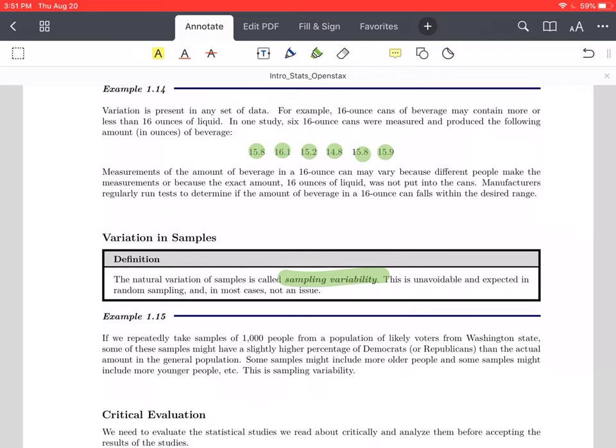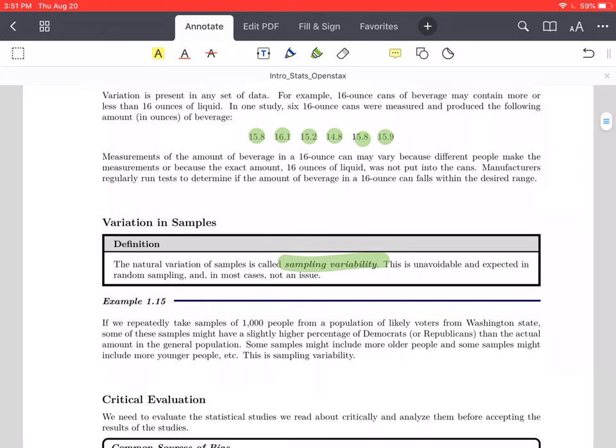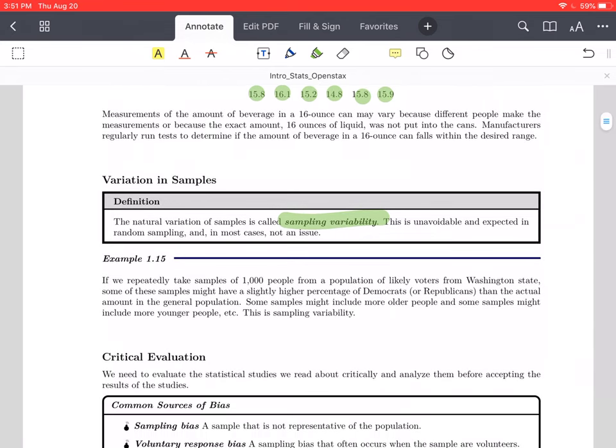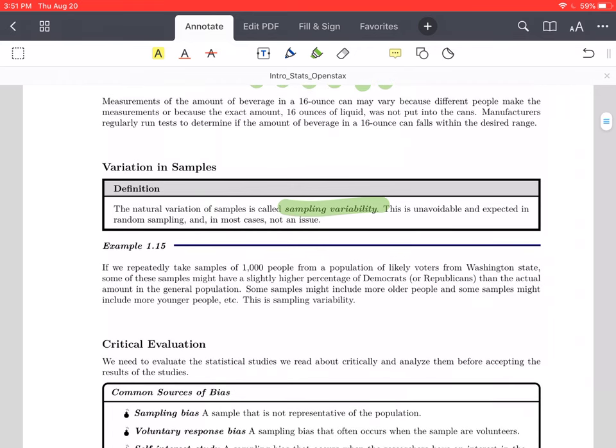We just go with it, and the hope is that if we do enough sampling, it kind of evens out in the end, and we get a more accurate picture. So in this example, if we repeatedly take samples of 1,000 people from a population of likely voters in Washington State, some of these samples might have a slightly higher percentage of Democrats or Republicans than the actual amount in the general population. Some samples might include more older people, some might include more younger people, etc. This is sampling variability. Every sample is going to be slightly different than the actual population, and that's okay. If we could get the entire population, that would be great, but that's not usually possible.